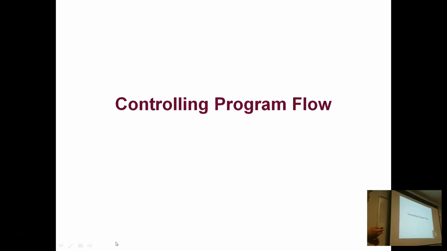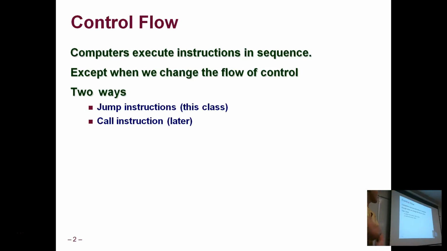Okay, so the next section is controlling program flow. Computers typically execute instructions in linear order, in a sequence going through main memory. But we are allowed to change the flow of control using several instructions. There are two general ways, the jump instructions and the call instruction. We'll do the call instruction in a couple of lectures. We'll cover the jump instructions here.